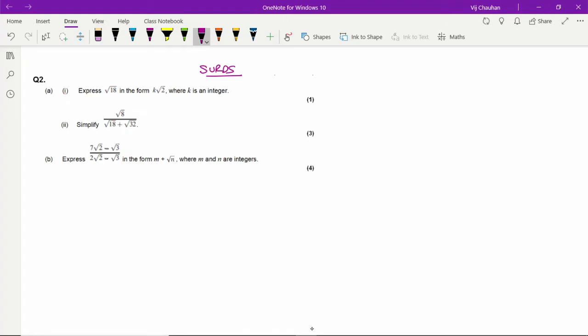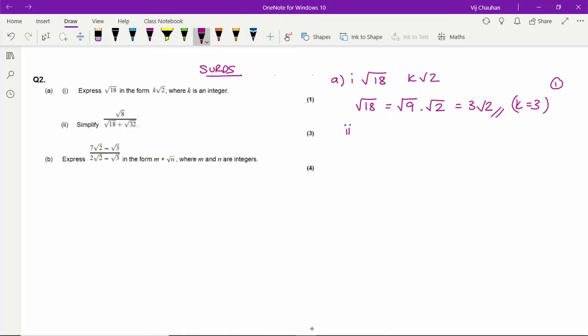So looking at A(i), all we need to do is simplify root 18 and write it in the form of k root 2. So the key thing with regards to root 18, you want to think what square number goes into 18, which is 9, so we can write this as root 9 times root 2, which then becomes 3 root 2, where k equals 3. And again, one simple mark, job done.